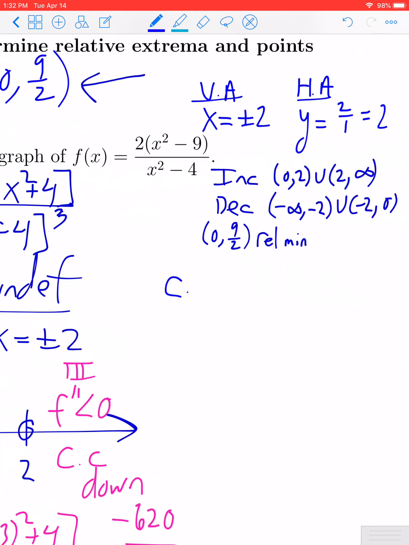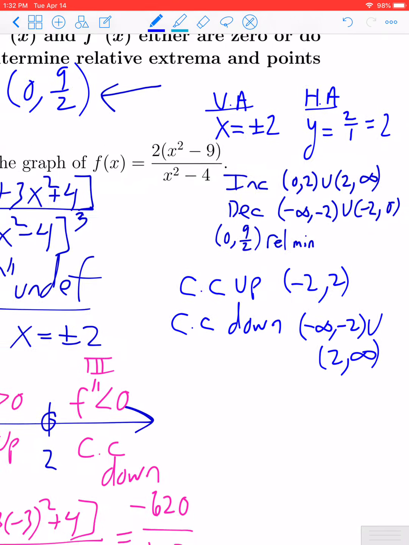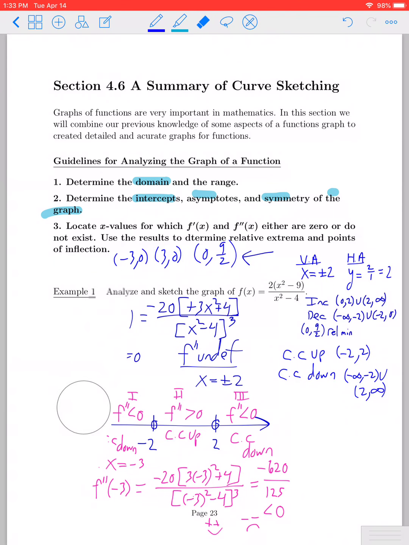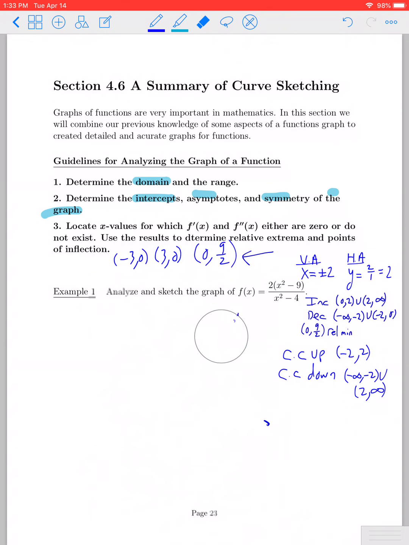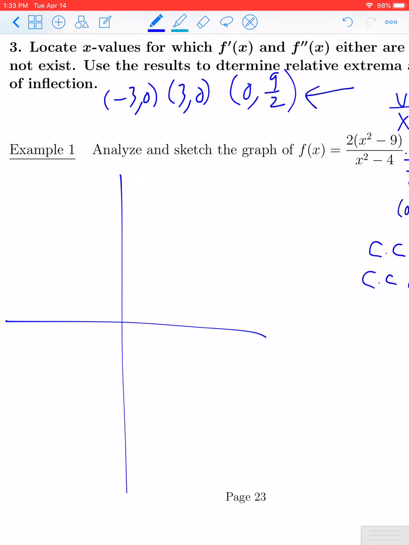The graph we said was going to be concave up between -2 and 2, and it's going to be concave down from -infinity to -2, and also from 2 to infinity. With all of this information, we should be able to now go ahead and draw a pretty accurate graph of this function. Whenever you're doing your function graphs, you always want to begin by plotting any points as well as any asymptotes that you have.